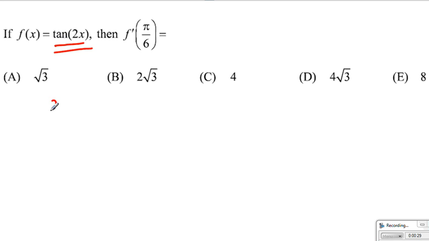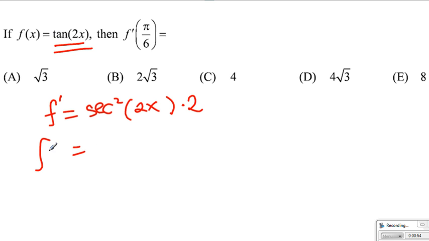So what is the derivative of tangent? That's right, it is equal to secant squared. And we gotta bring down whatever was inside, and then we gotta multiply that by the derivative of the inside, which will be simply equal to 2. Now, when you plug in pi over 6 in place of x, what we'll end up getting is secant square of pi over 3. You see, because the 2 cancels out with 6.